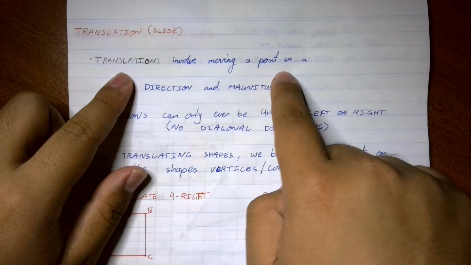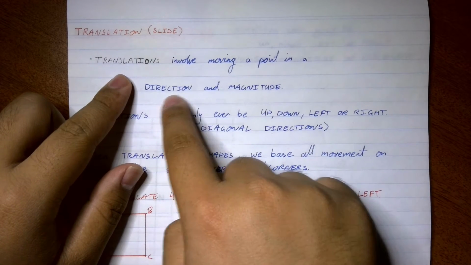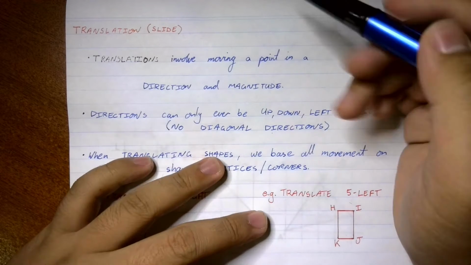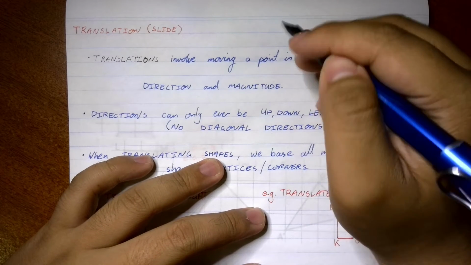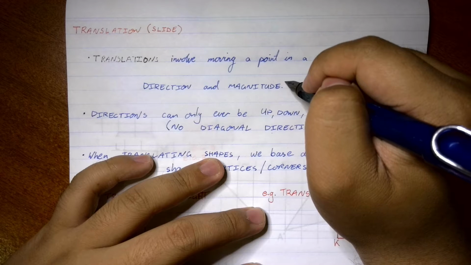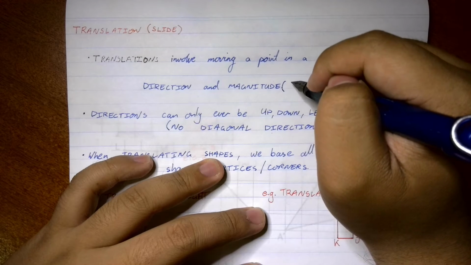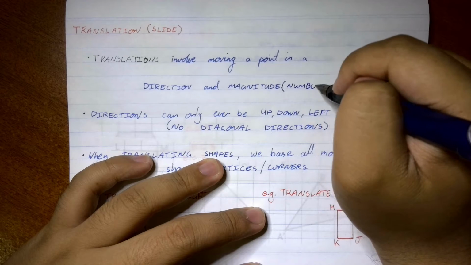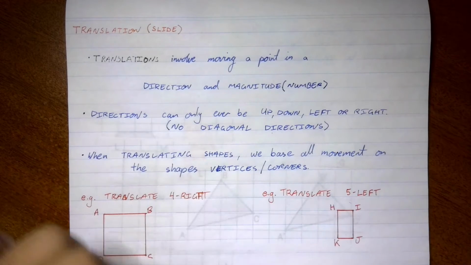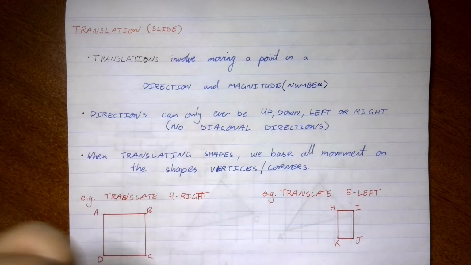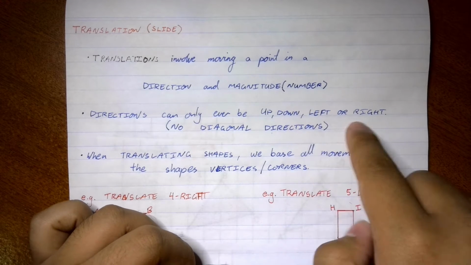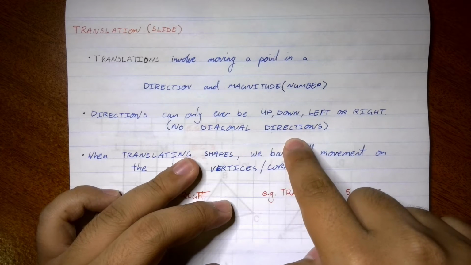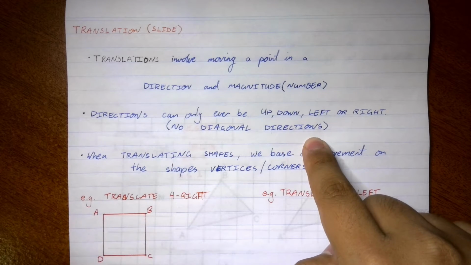Translations involve moving a point in a direction and magnitude. All magnitude means is just how large or how much movement it is. Magnitude is often just given as a number. The directions can only ever be up, down, left, or right. There can be no diagonal movements or no diagonal directions.